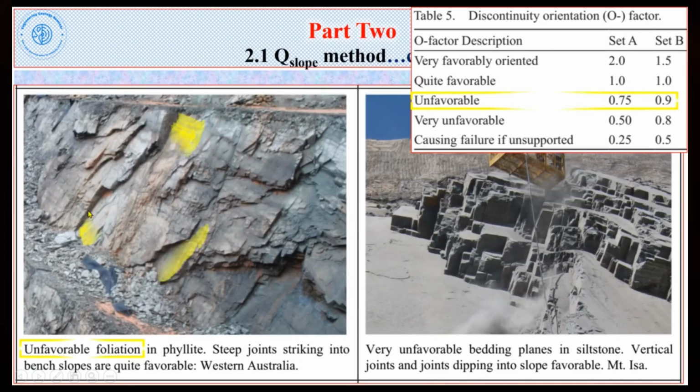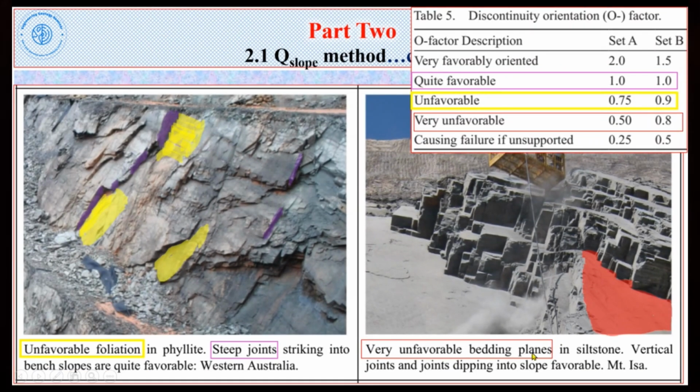These are the foliation planes that are dipping towards the valley. These are vertical planes striking into the steep joints. These are steep joints. These are the bedding planes dipping towards the valley. They are very unfavorable. And these are the vertical joints, and the joints dipping into the slope are favorable. These joints are favorable, but these ones are very unfavorable.